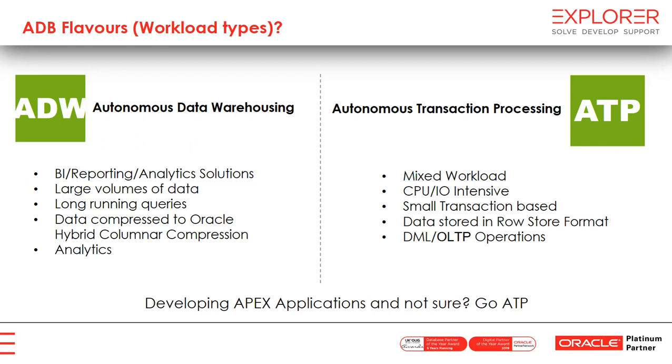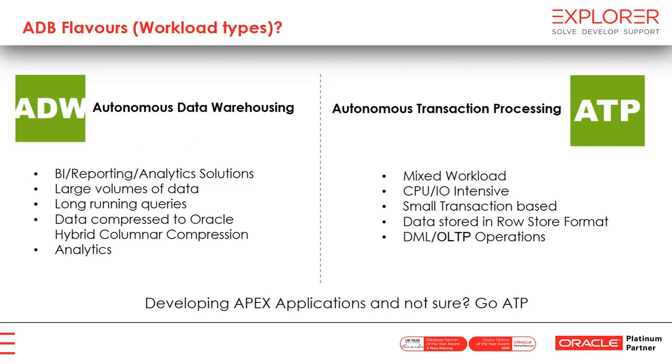analytics type operations. ATP, on the other hand, is more for a mixed workload type, which may be potentially CPU or I/O intensive, with a large number of transactions such as DML or online transaction processing. The data there is stored in row store format.